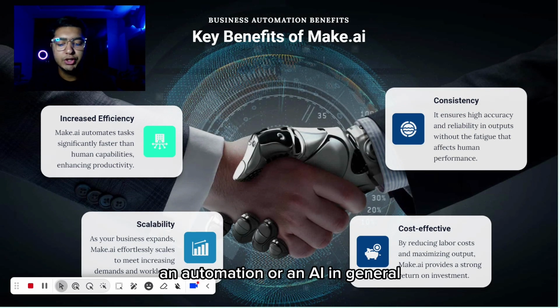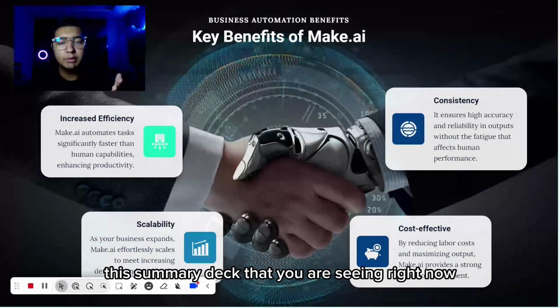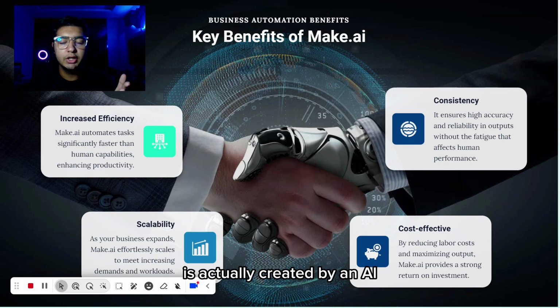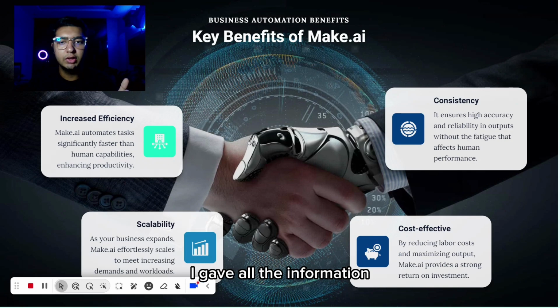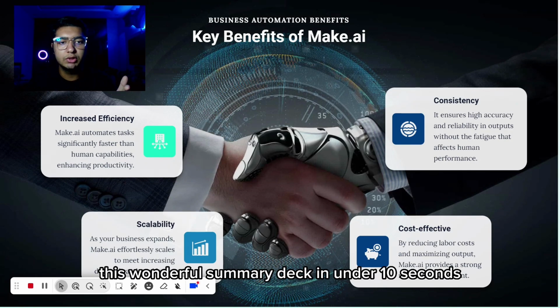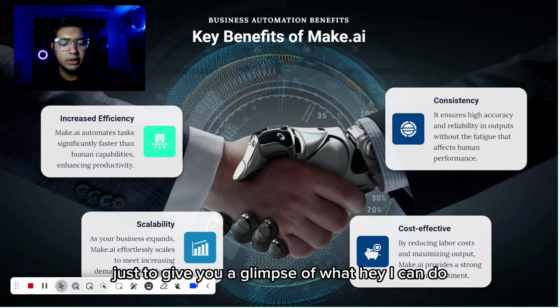So an automation or an AI in general, I think, would perform the task much faster and much more nicely. And just to give you a little bit of an example, this PPT, this summary deck that you are seeing right now, is actually created by an AI in under 10 seconds, I think. I gave it all the information, and it created this wonderful summary deck in under 10 seconds, the one you are seeing on your screen right now. So yeah, just to give you a glimpse of what AI can do.